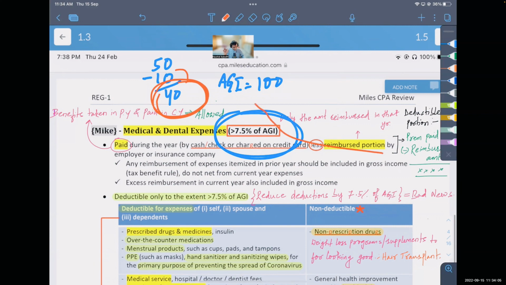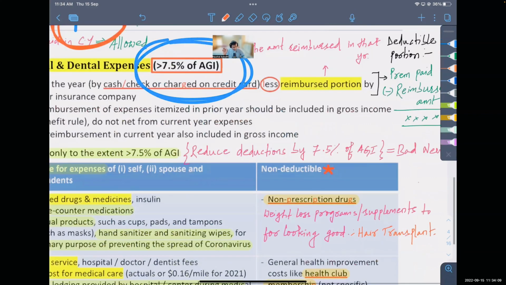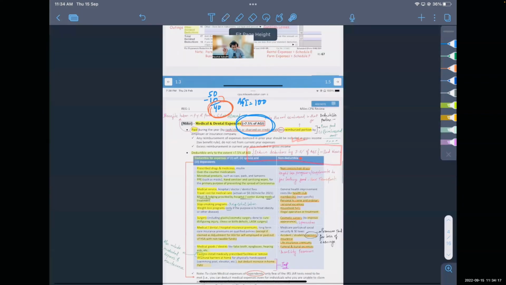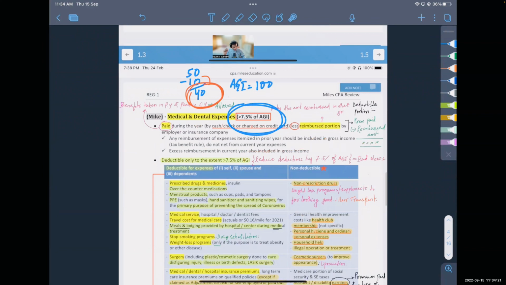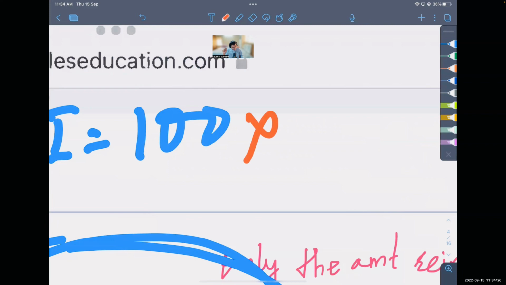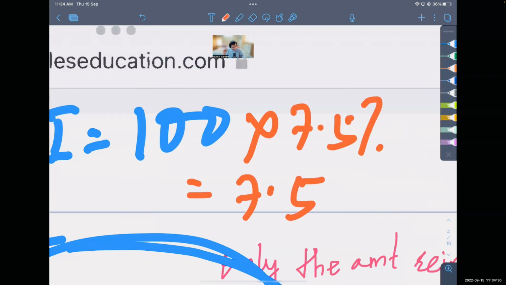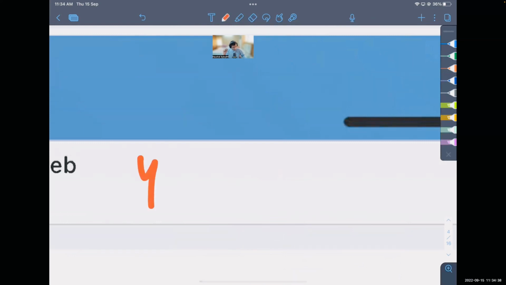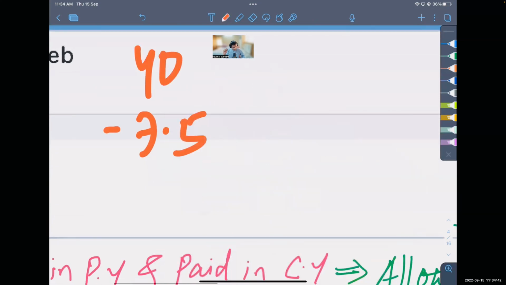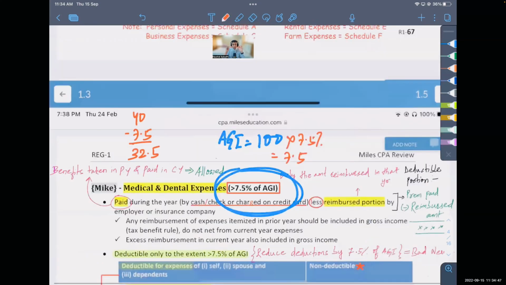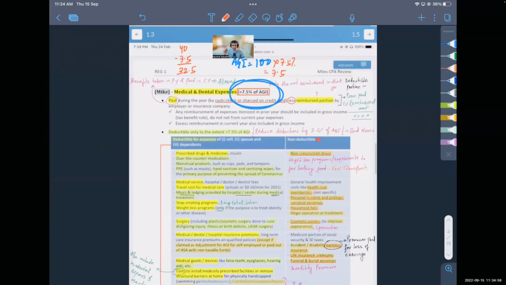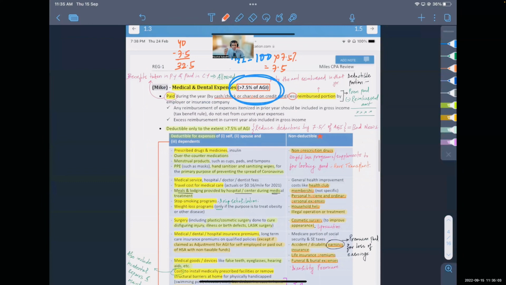That means, as I have written over here, you have to make sure that all the deductions are reduced by 7.5% of the AGI, which is nothing but bad news for the taxpayer. How much is 7.5% of $100? It is $7.5. That means your deductions will be 40 minus 7.5, which is 32.5. You cannot claim $40 in deductions. Rather, you can claim deductions to the extent of 32.5. Right? So I hope this is where we can stop, and the management can revert back to me on this. Thank you so much.